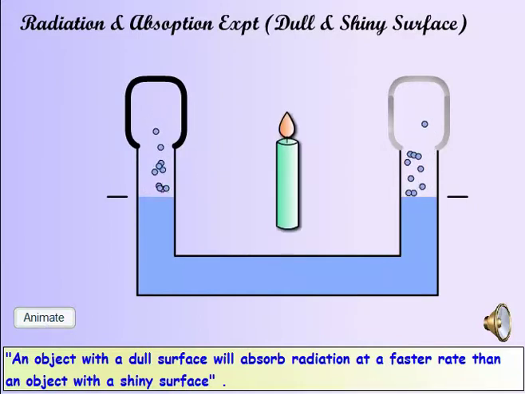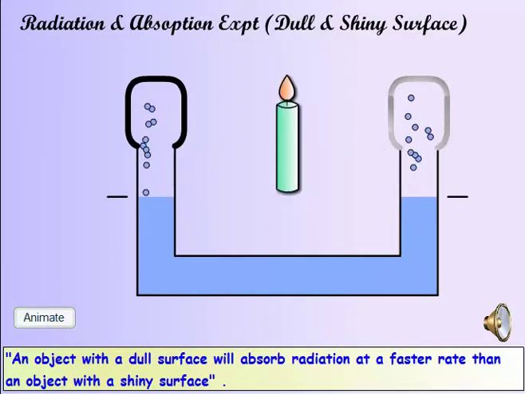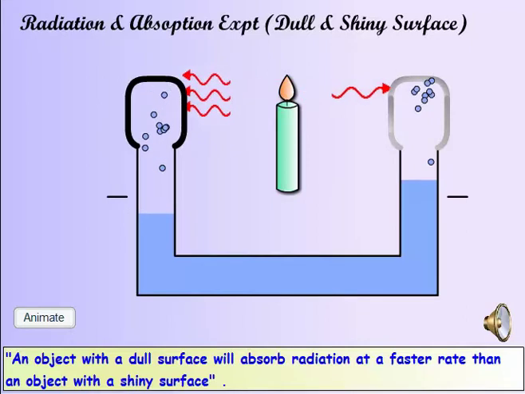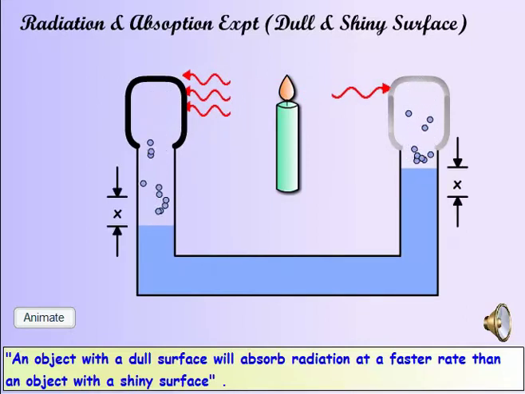The bulb on the left is painted black. It therefore absorbs more radiated heat from the candle than the bulb on the right. Since the left bulb gets warmer, the vapor pressure in the bulb increases compared to the bulb on the right. This creates an imbalance in the levels of water in the two arms.